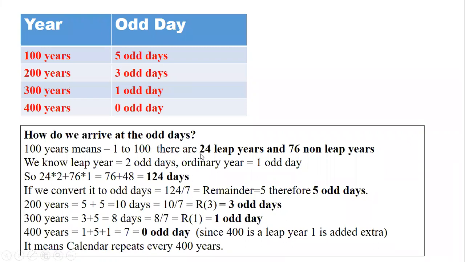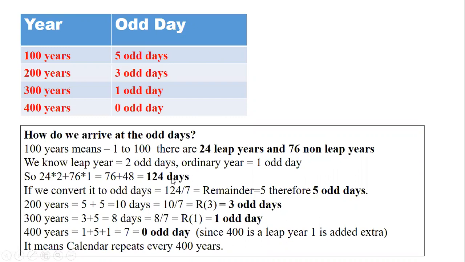In those 100 years, 1 to 100, there are 24 leap years and 76 non-leap years, because 100 is not a leap year. So now we are going to calculate the odd days. For leap years, each year will have two odd days. Non-leap years, each year will have one odd day. So which will give me 124 days.